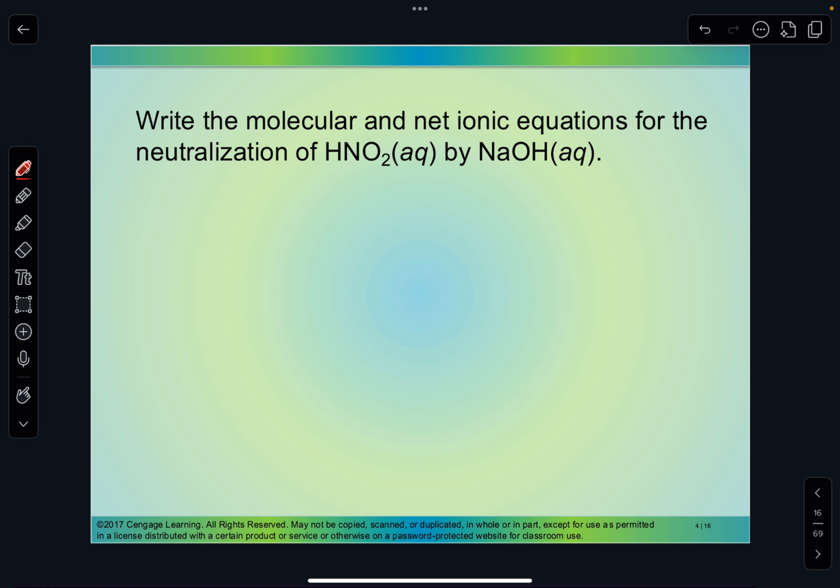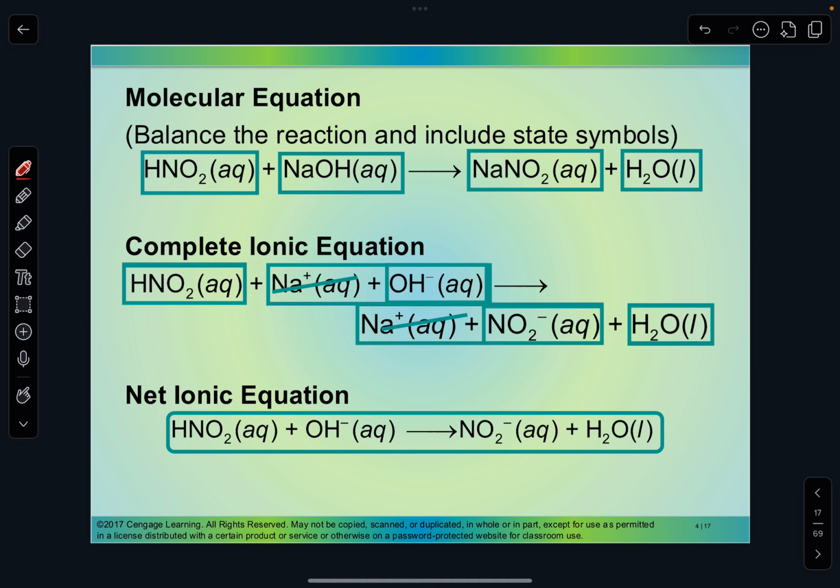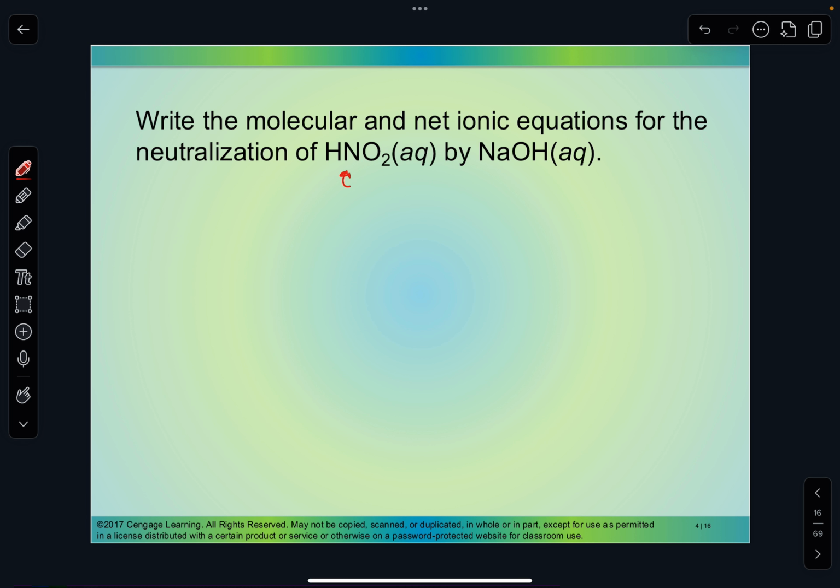So let's write this out. Keep in mind that this is going to be a weak acid. One thing that I want to note about weak acids is that when we write them out, they do not completely dissociate when we write the ionic equation. So HNO2 stays as a complete thing. Okay, I'll give you a chance to do this, and then we'll go through exactly how to do the molecular, ionic and net ionic equations.